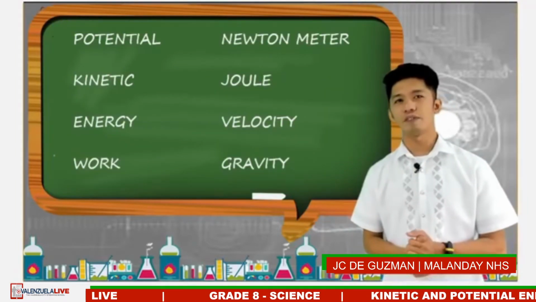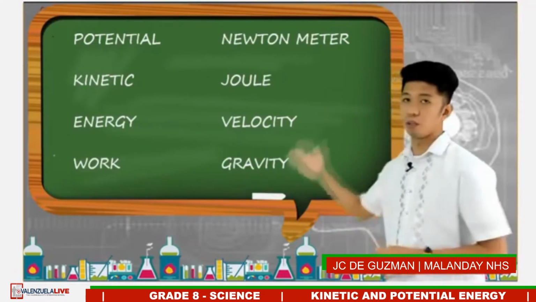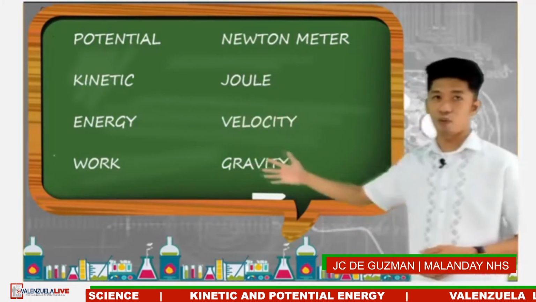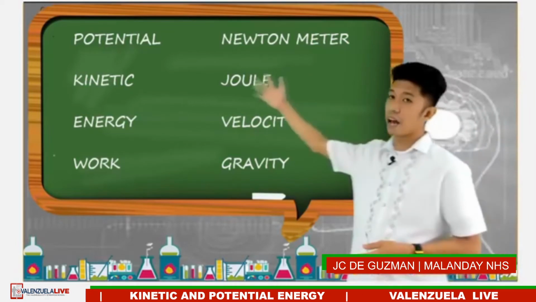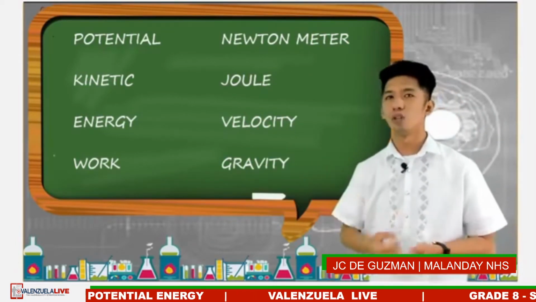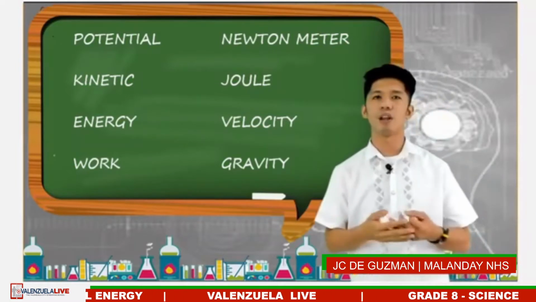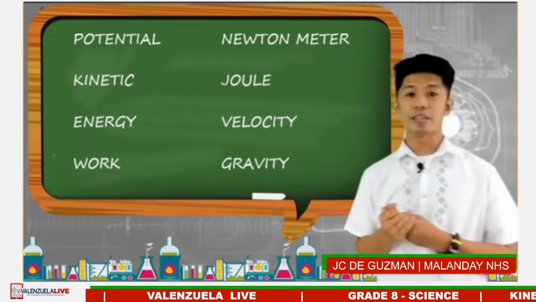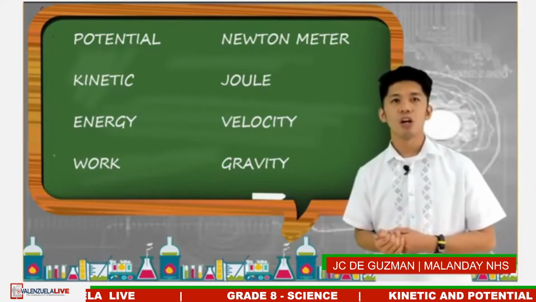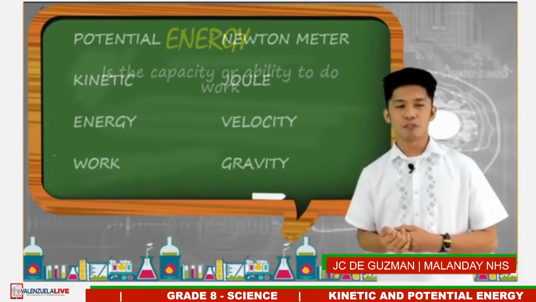As we've done with that simple game, we've summarized the different words that we've gathered. We have potential, kinetic, Newton meter, joule, energy, work, velocity, and gravity. Now, since we will be focusing on energy, what do you think is the meaning of energy?